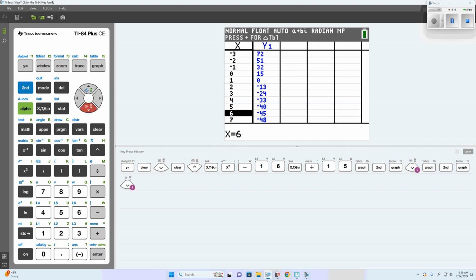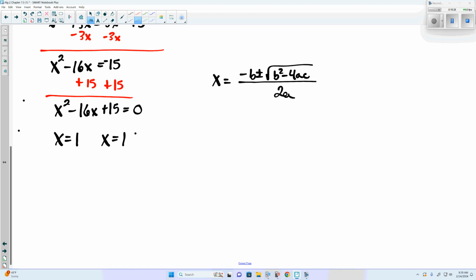Because I can look at the table, and we can go down here to 15. So the other value is 15. Questions on this here? There's different ways we could have gotten to that other value.